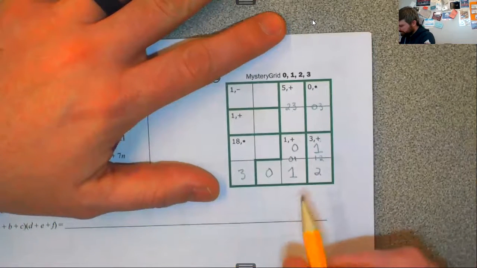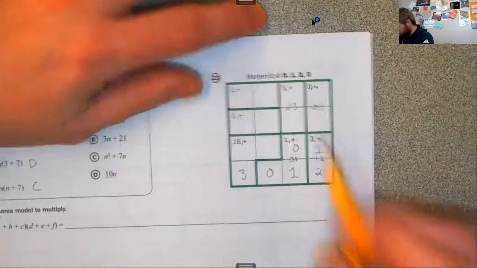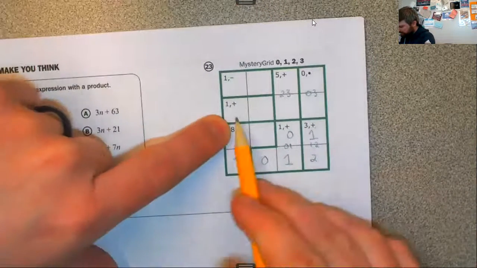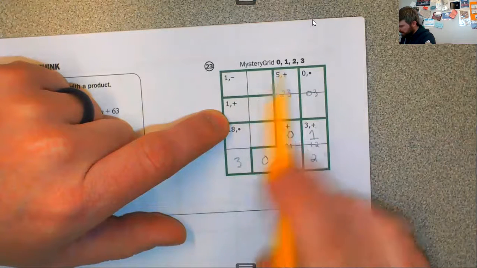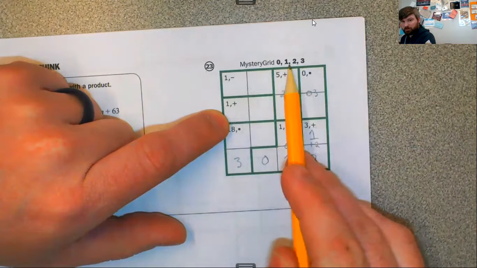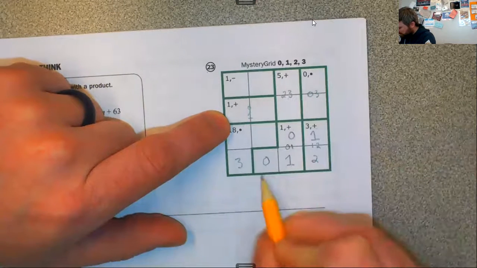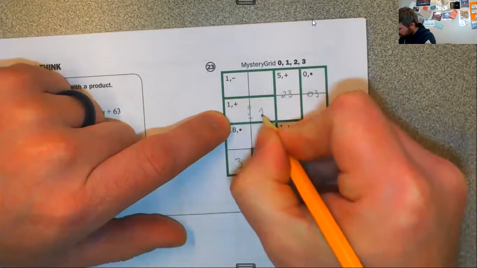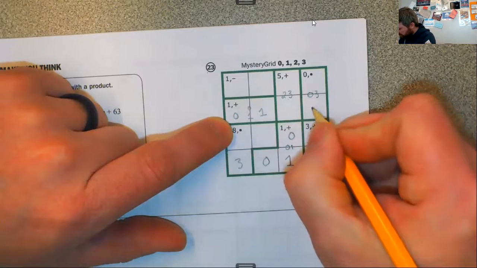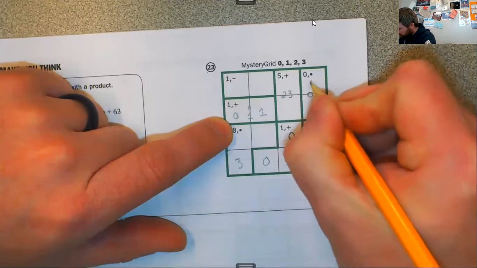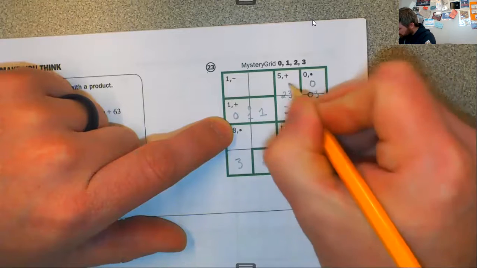I can't have a 3 here. So with this one, we're adding to get a 1. The only way to add with these numbers and get a 1 is a 0 and a 1. I already have a 0 here, so this has to be the 1, and this has to be the 0. So 0 can't go here. This is the 3. This is the 0. This can't be 3, so that'll be the 2. This will be the 3.